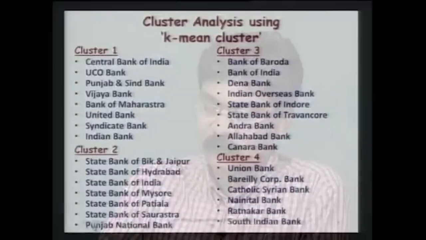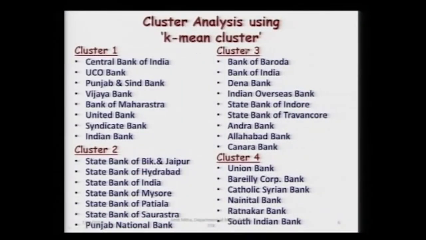Now, if we apply a non-hierarchical clustering to the same data, we get such clusters. This is the output of a k-means clustering algorithm for the same data. We have in cluster 1 these banks, in cluster 2 State Bank of India and mostly its associates. You may note that this Punjab National Bank later on merged with the State Bank of India associates. Cluster number 3 consisting of all these banks here.